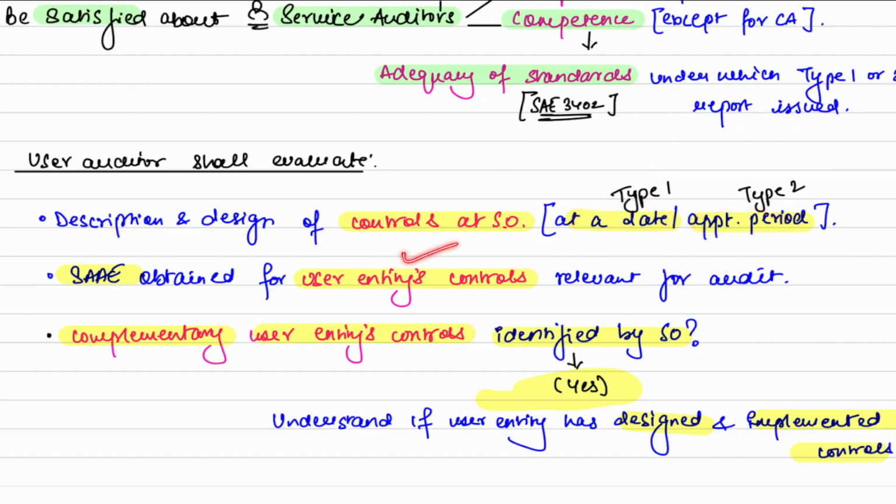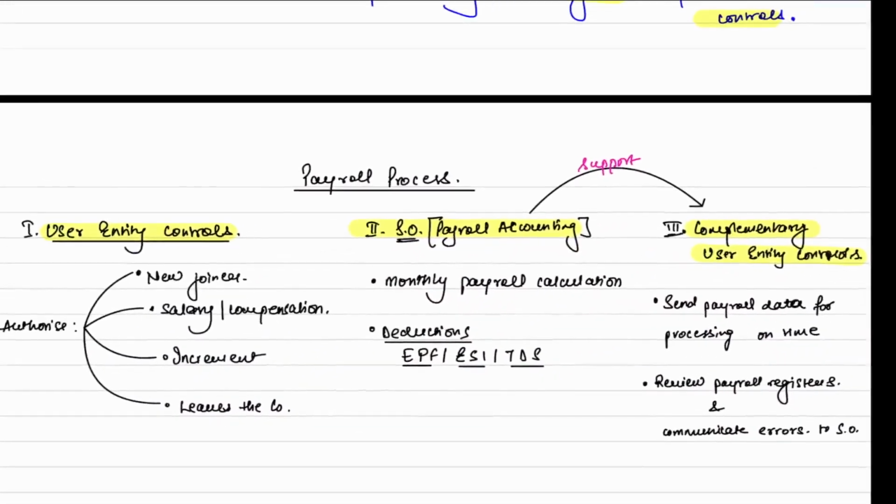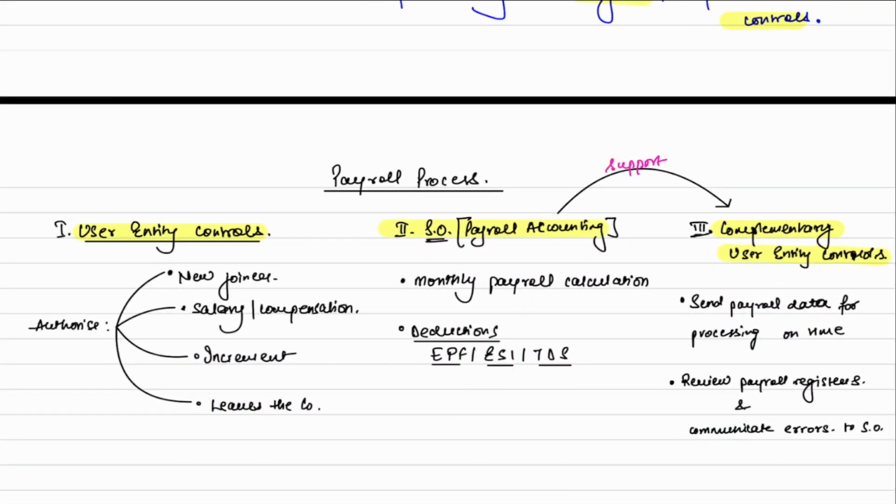Then the user entity's normal controls which are relevant for audit. And lastly, complementary user entity controls identified by the service organization. If yes, then see whether the user entity has designed and implemented such controls. Let's understand these 3 types of control with the help of some practical example, not relevant from exam point of view, but it will help you in remembering these 3 points.